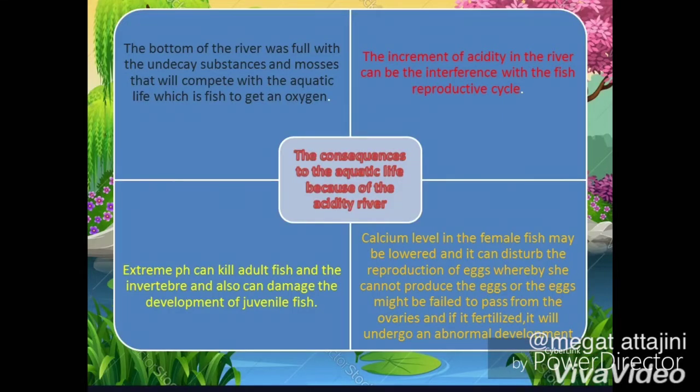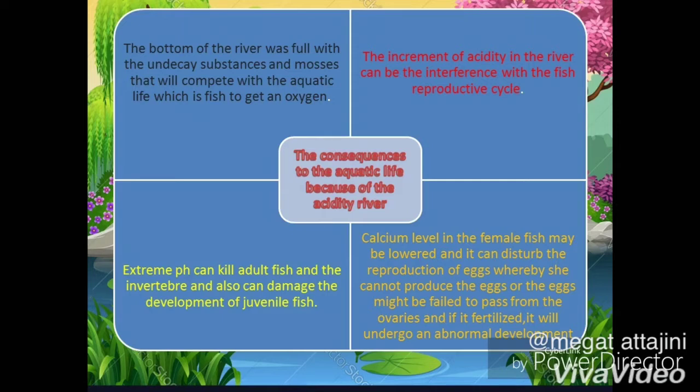The consequences to aquatic life because of the acidic river. The first consequence is that the bottom of the river is full of undecayed substances and mosses that will compete with the aquatic life, which is fish, to get oxygen. And then the increment of acidity in the river can interfere with the fish reproductive cycle. Therefore, extreme pH can kill adult fish and invertebrates, and also can damage the development of juvenile fish.